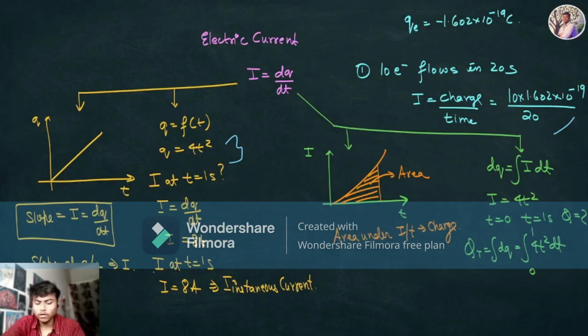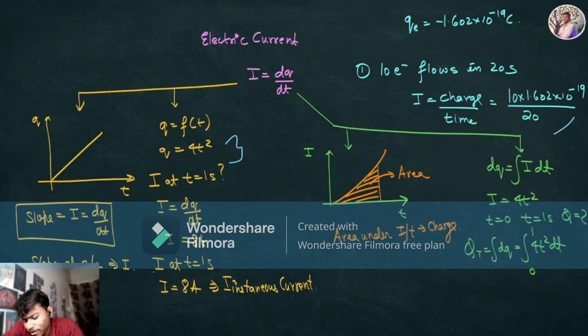Now, how can we find the current or charge when there is a graph? We know that I is equal to dq by dt. So if there is a graph between q and t, we have to find the slope, dq by dt, and we will get the current. If there is a graph between I and t, we have to find the area, or integrate I dt from the lower value to the upper value, and we will find the charge Q.